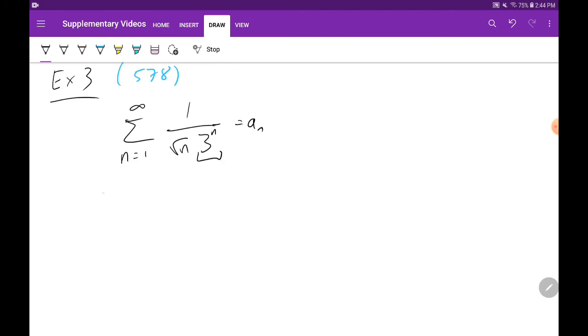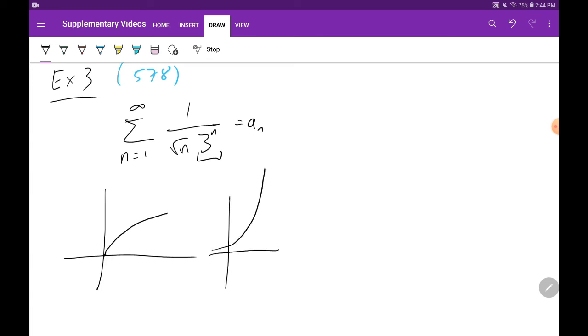If you guys remember, what does the graph of root x look like? It looks kind of like that, right? Versus 3 to the n, which looks like that. If you just look at the way they're shaped, like if you actually look at their derivatives, which one is more extreme? Which one grows at a more aggressive rate? It's the 3 to the n.